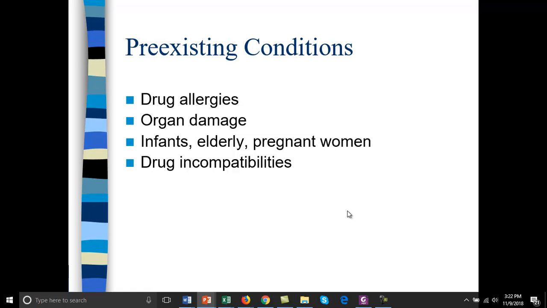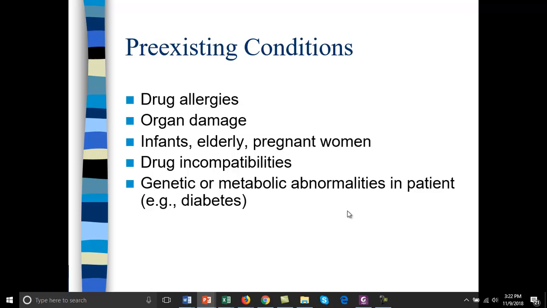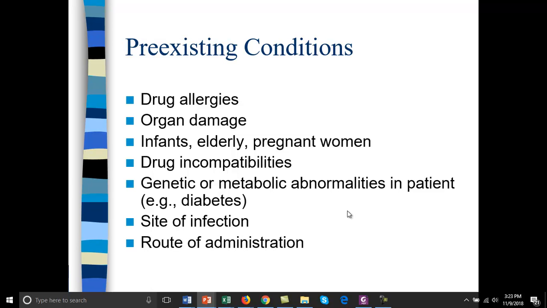You have to be careful with antibiotics and birth control because antibiotics can suppress birth control and render it ineffective. And then genetic or metabolic abnormalities of the patient, like diabetes. Diabetics, you have to be very careful of antibiotic use. Okay. What's the site of infection?